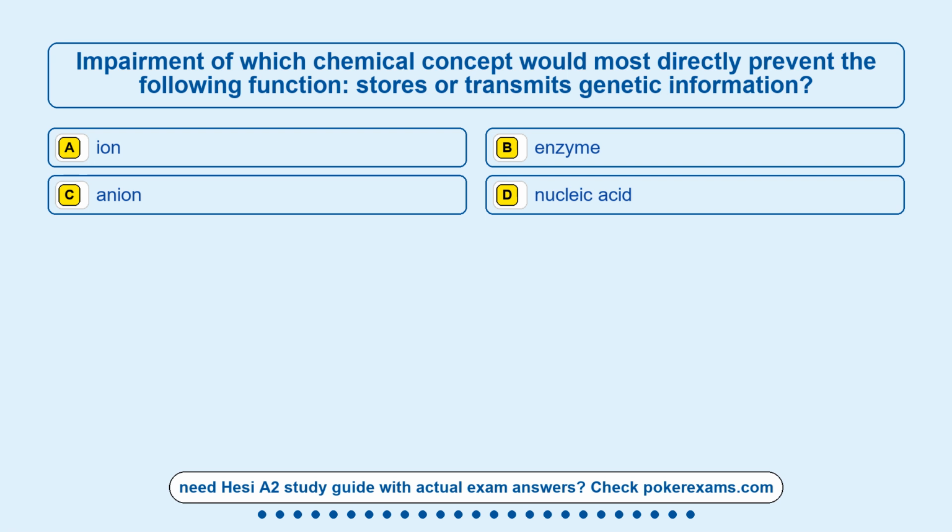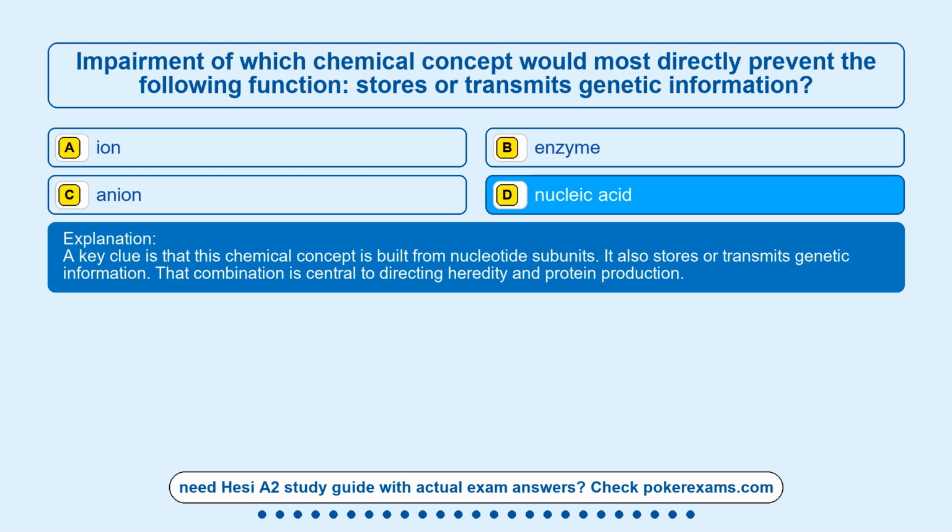Question 1. Impairment of which chemical concept would most directly prevent the following function: stores or transmits genetic information? Option A, ion. Option B, enzyme. Option C, anion. Option D, nucleic acid. The correct answer is option D, nucleic acid. A key clue is that this chemical concept is built from nucleotide subunits. It also stores or transmits genetic information. That combination is central to directing heredity and protein production.